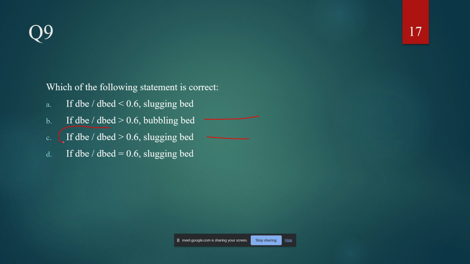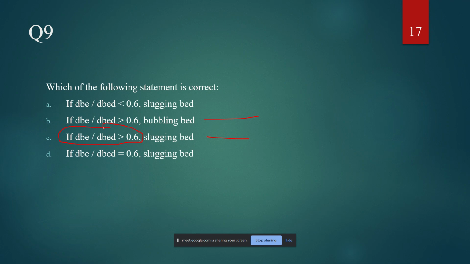So the answer is option C, dBE by dBed. That is bubble equivalent diameter by bed diameter is greater than 0.6, it is known as slugging bed. If it is less than 0.1, the wall effect becomes negligible. If it is greater than 0.6 or 0.67, wall effect becomes significant and it is known as slugging bed.